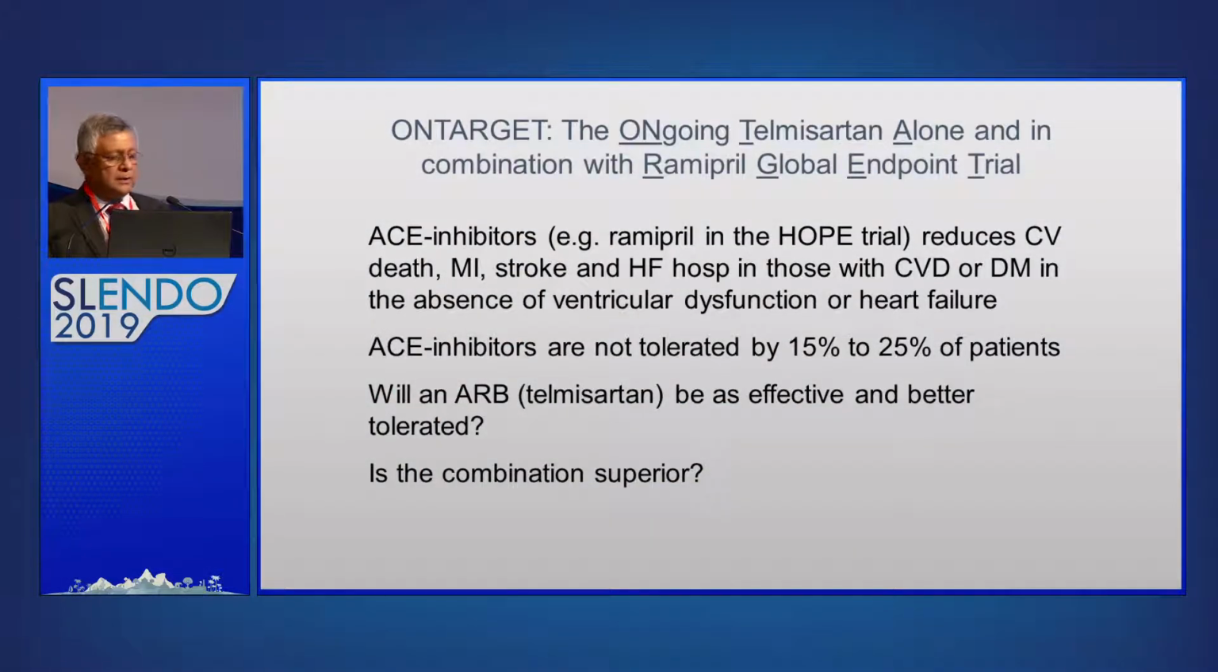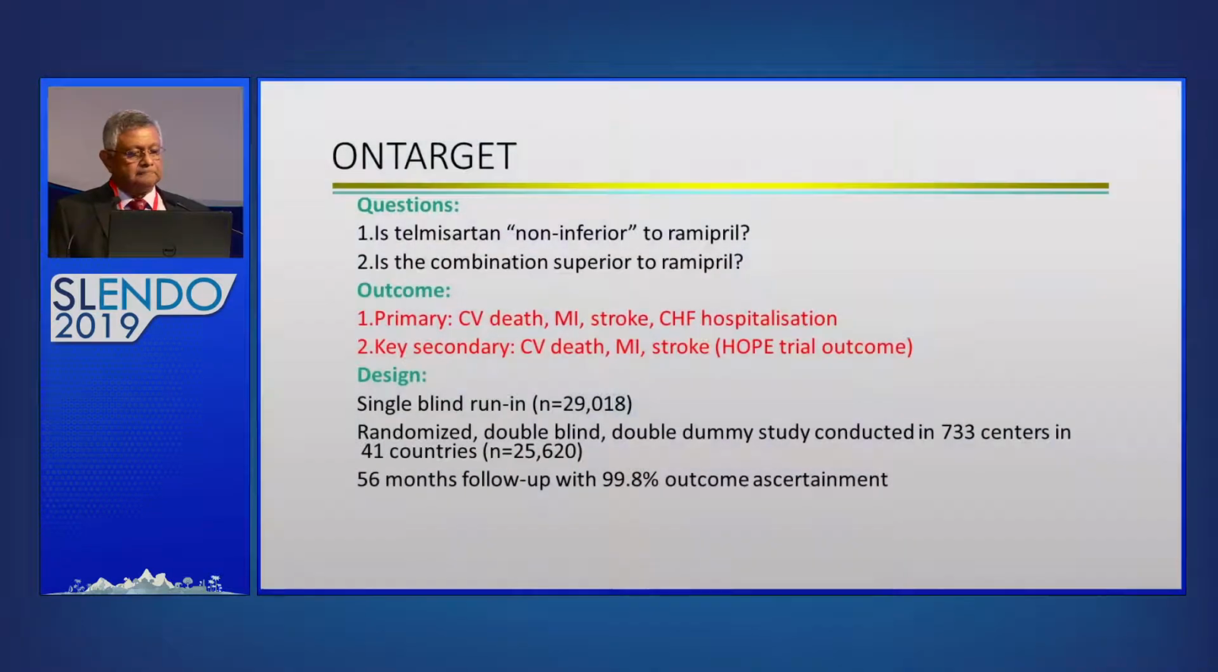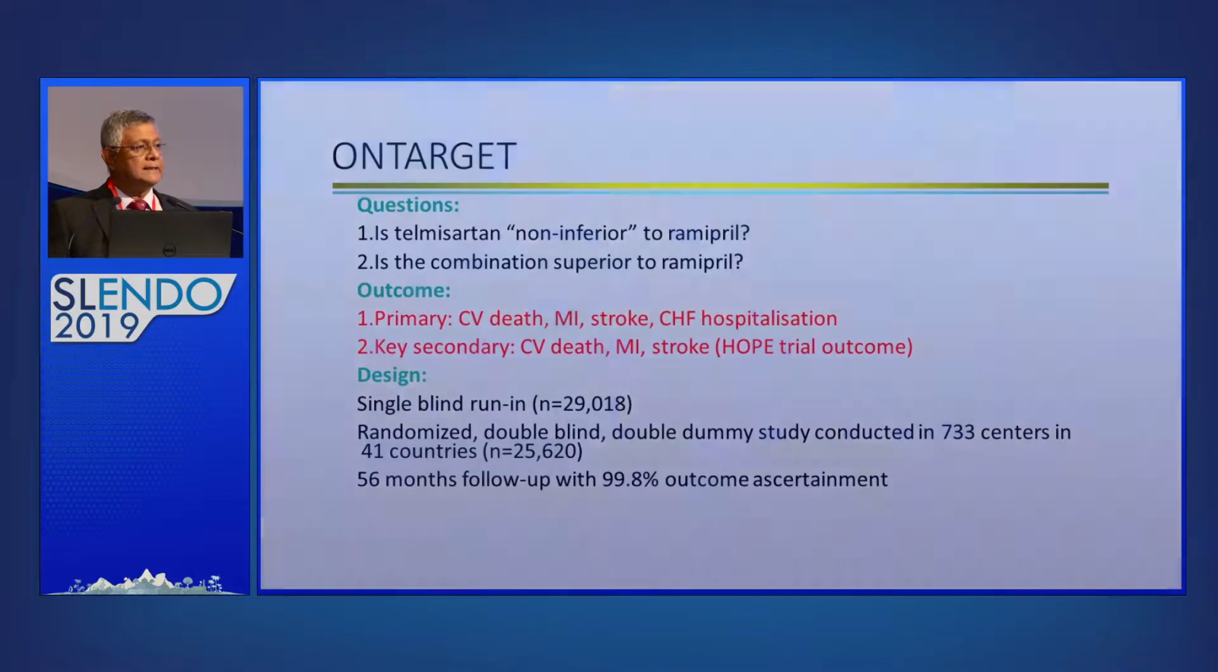So I will go to another trial which was actually done to compare two antihypertensive agents, that is ramipril and telmisartan. It is one of the famous trials, the ONTARGET trial. Again, the outcomes were very similar to any other cardiovascular outcome studies: CV death, MI, stroke or hospitalization. And there were a large number of patients, almost 30,000 patients enrolled in this study.